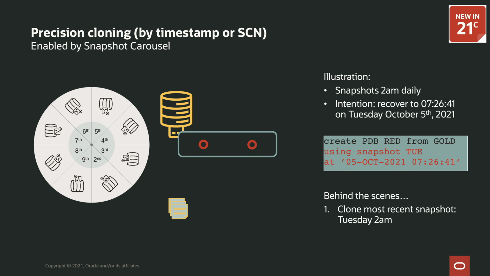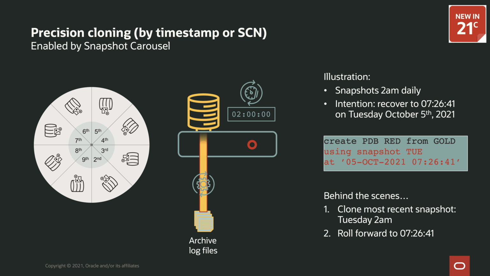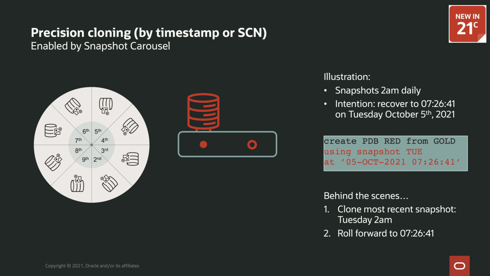We clone the specified snapshot, in this case the one from 2 a.m. that morning, and then roll forward to the required timestamp using the archive logs. Using very similar syntax, it is also possible to specify the recovery point in terms of an SCN instead of a timestamp.